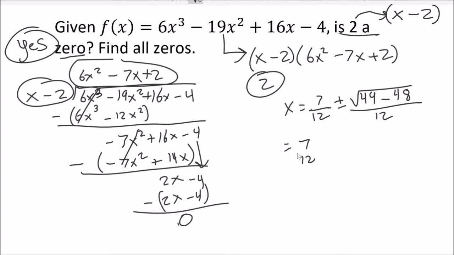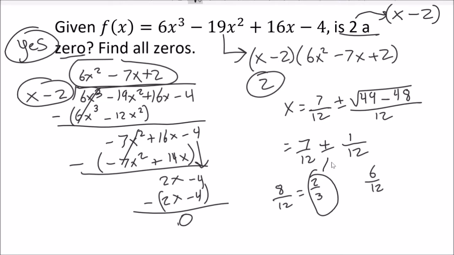7 over 12 plus or minus. All right, y'all, we're doing a little bit more mental math here. 49 minus 48 is 1, and the square root of 1 is 1. How incredibly convenient. And then we get a 12 right there. So now we get to do 7 over 12 plus 1 over 12. So we get 8 over 12, which simplifies to 2/3. That's one of the zeros. And we also have to do 7 over 12 minus 1 over 12, which is 6 over 12, the same as 1/2.